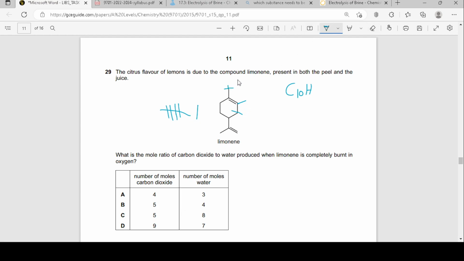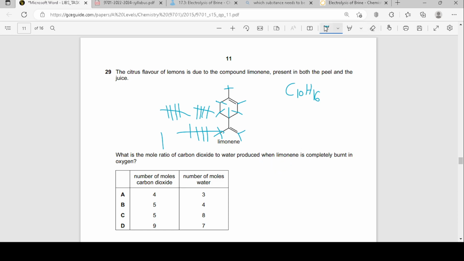So yeah, that's 1, 2, 3, 4, 5, 6, and 7 because there's one bond there, and then 8, 9, and then 10, 11, and then over here you have four bonds already, so there's no space for hydrogen, and then 12, 13, 14, and then over here you have 15 and 16. So if you have 16 hydrogen atoms, that means C10H16, okay.